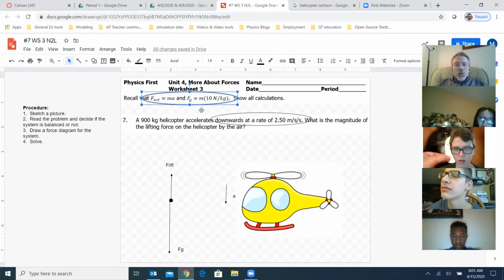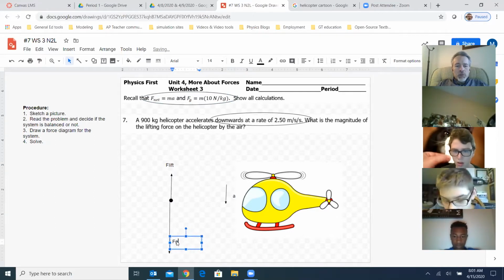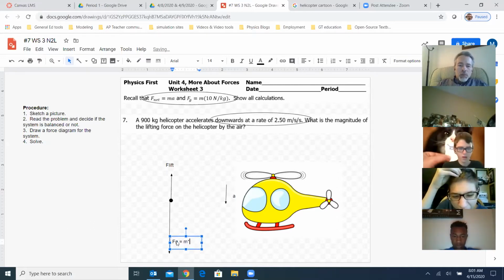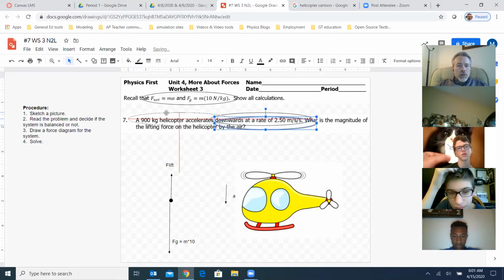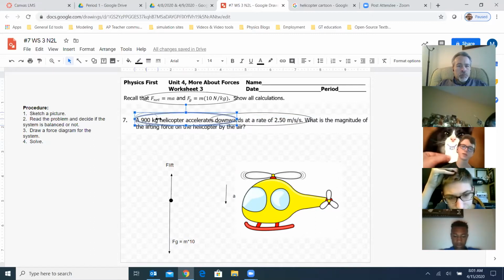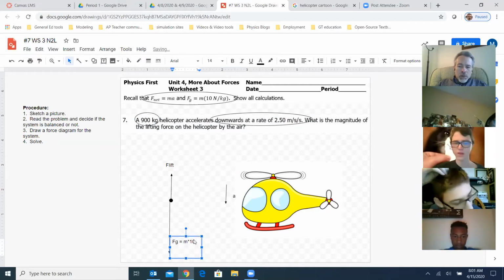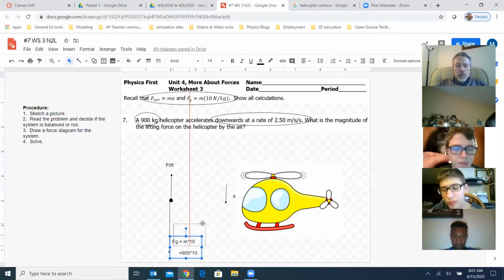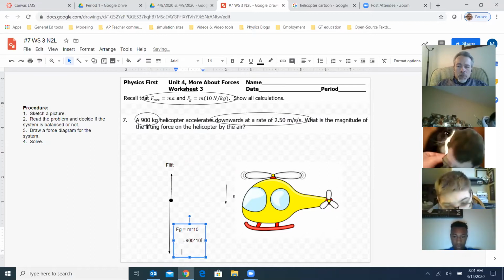So then we have the gravity force is equal to m times 10. So now we're going to go ahead and solve for that gravitational force. So that's going to be m times 10. It says that the mass is 900 kilograms. So for the mass, I'm going to plug that in, and I get 900 times 10. Then I get out my calculator and figure out what that is. 9,000, I think. Yeah, 9,000.